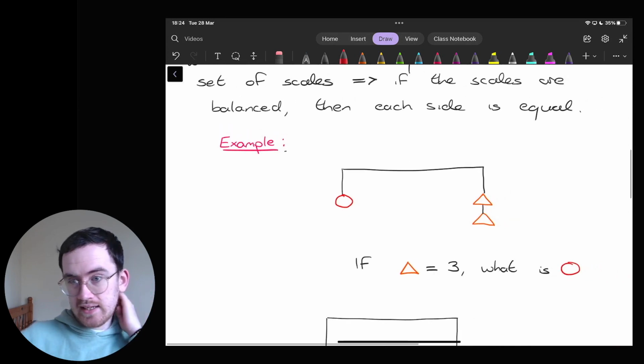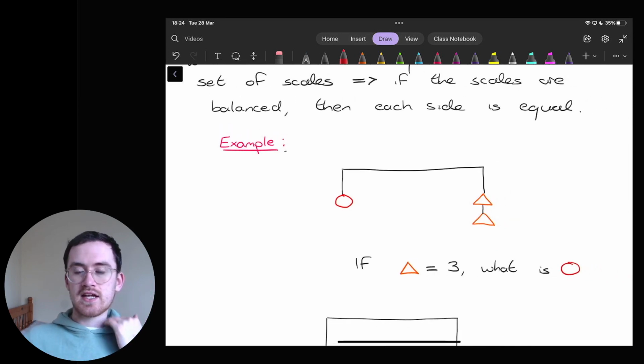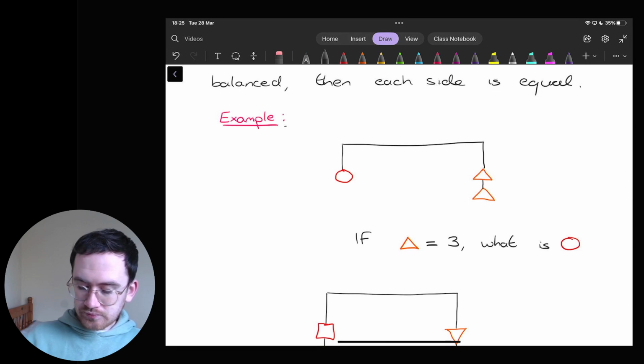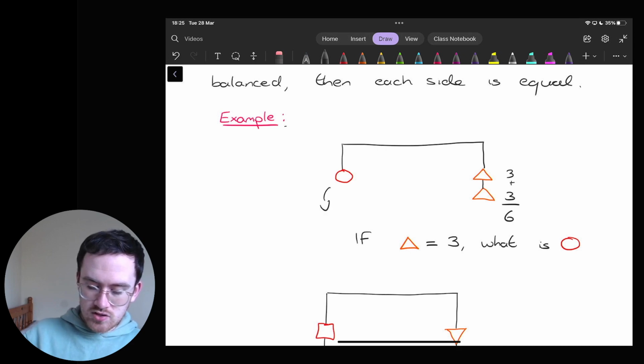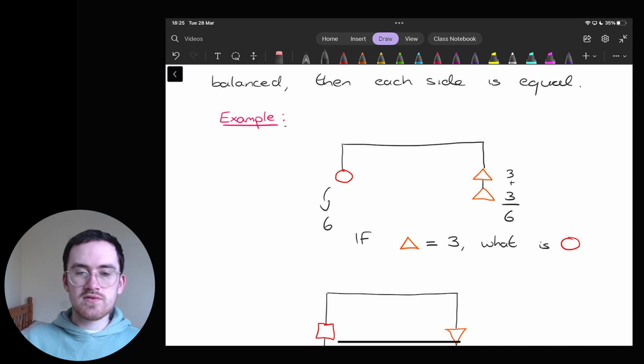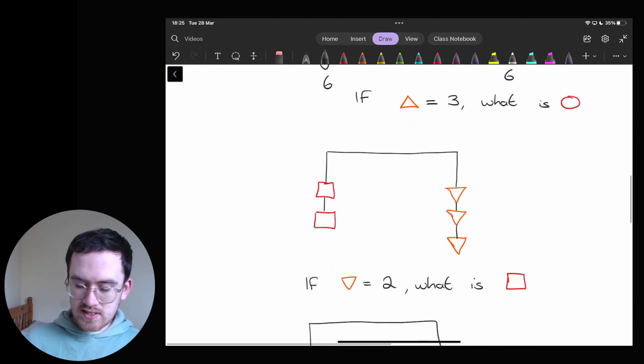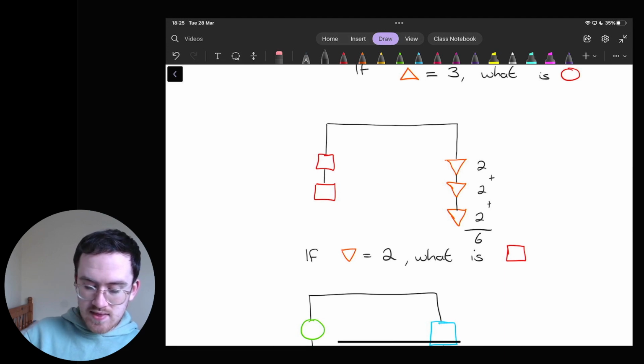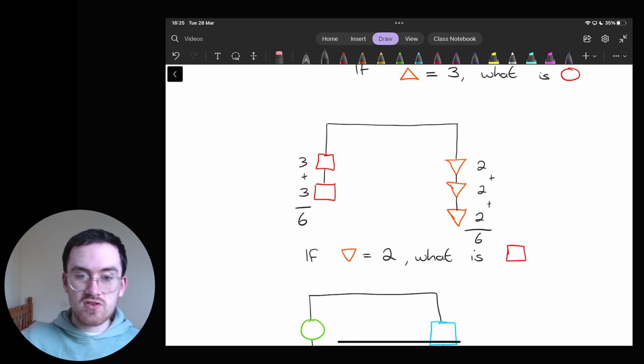If these black lines are your scales, we have two things hanging on either side. If the triangle is equal to 3, what is the circle? Well, our scales are balanced. So that means I have 3 here and 3 here. So this side has a total of 6, which means that my circle must also be equal to 6 if they're going to be balanced. The same idea goes in the next part. Again, my triangle here is going to be 2. So on this side again, I have a total of 6. This side also has to have a total of 6, which means the squares must be 3 each.